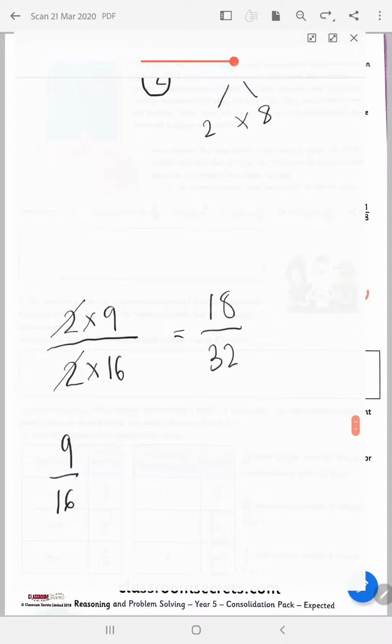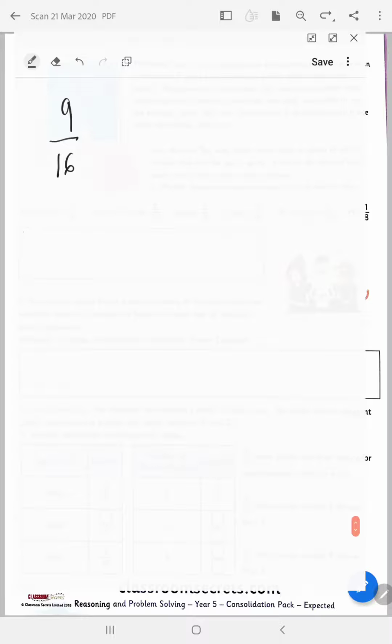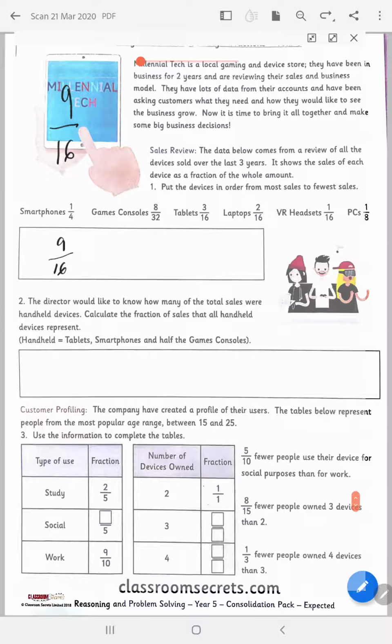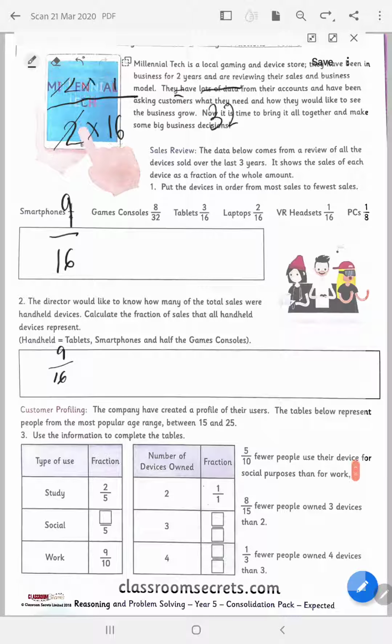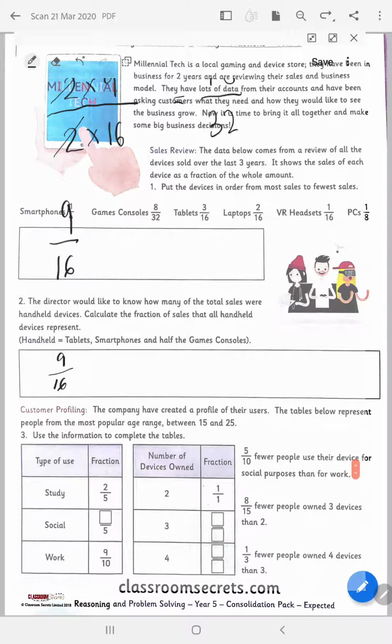So if we go back to our question, we can enter 9/16 into our answer for question 2.